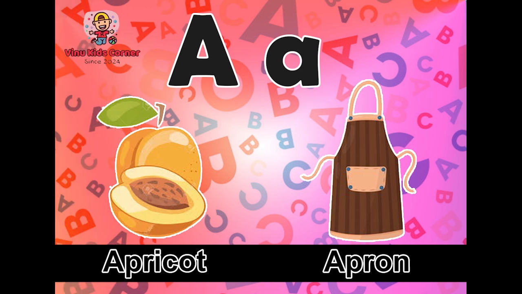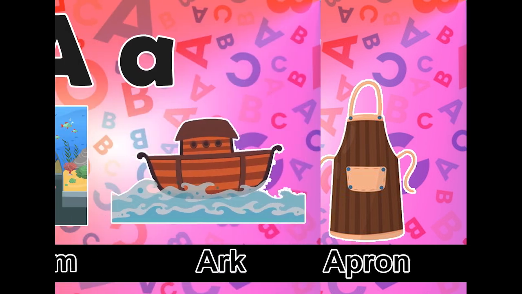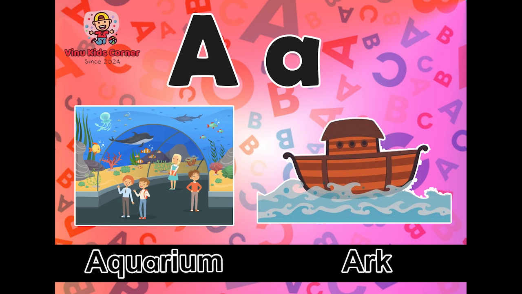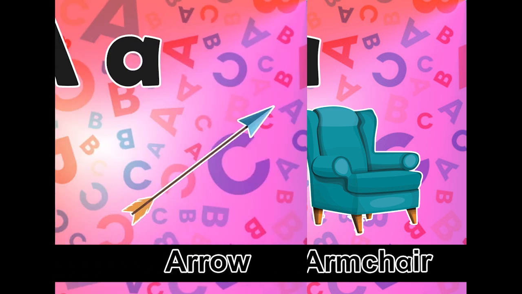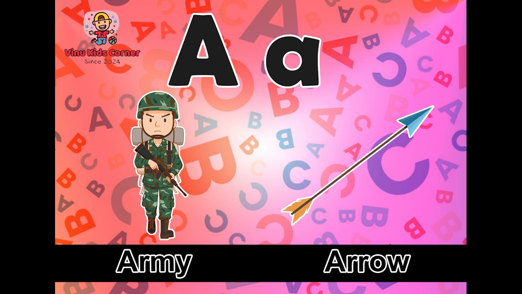A is for apricot. A is for apron. A is for aquarium. A is for ark. A is for arm. A is for armchair. A is for army. A is for arrow.